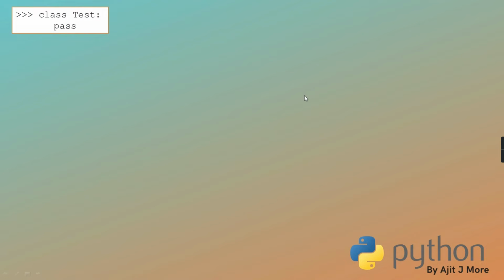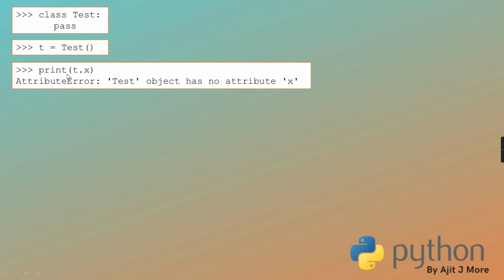Okay? Like the first situation, see, you have created a class, an empty class. Then you're creating an object of it, and then directly you're trying to access its property. Suppose that object does not have that property, obviously will it give an AttributeError? Yes. Now see, I'm writing print t.x. There is no attribute x in this object. So it generates an AttributeError.